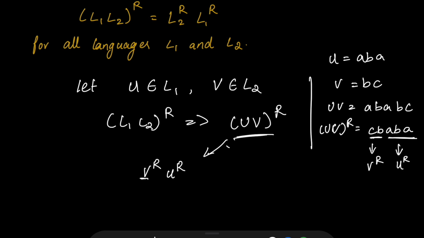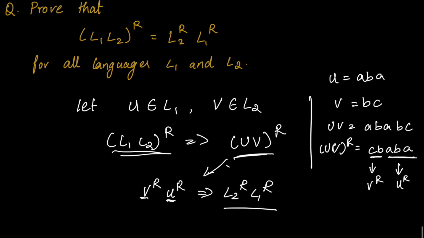Here V is an element of L2 and U is an element of L1. So this is L2 reverse, L1 reverse. Okay. Hence, we started with (L1 L2) reverse, and we have ended up with L2 reverse L1 reverse. Hence, we proved this statement.